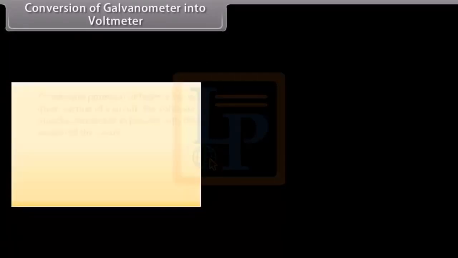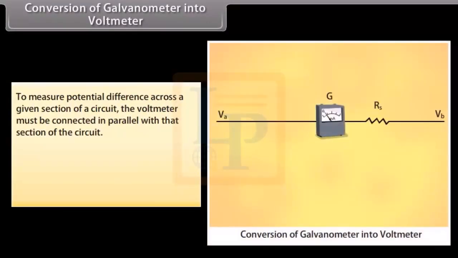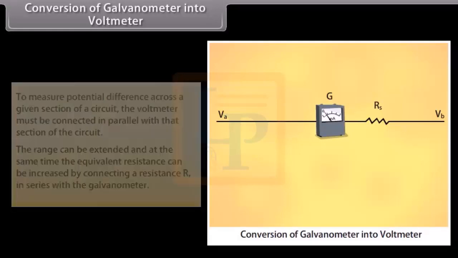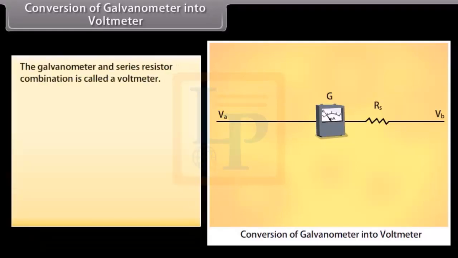Conversion of galvanometer into voltmeter. To measure potential difference across a given section of a circuit, the voltmeter must be connected in parallel with that section of the circuit. The range can be extended, and at the same time, the equivalent resistance can be increased by connecting a resistance in series with the galvanometer. The galvanometer and series resistor combination is called a voltmeter.